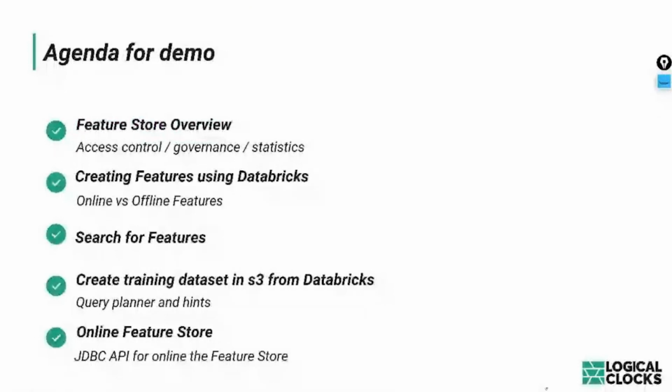We're going to have a quick overview of the feature store at Hopsworks. We have our feature store available now as a managed platform on AWS. We'll look at how you can access your features and how you can control who can access those features. We look at creating features using Databricks, searching for features, and creating training data sets in S3.